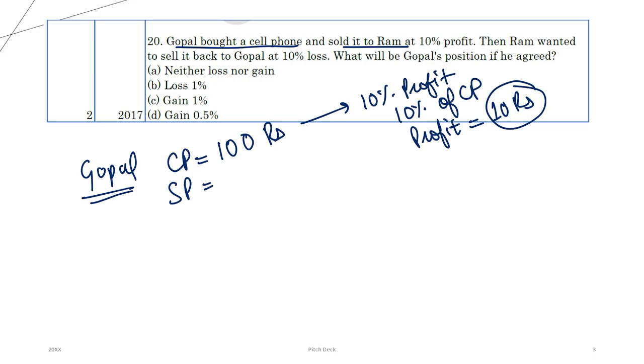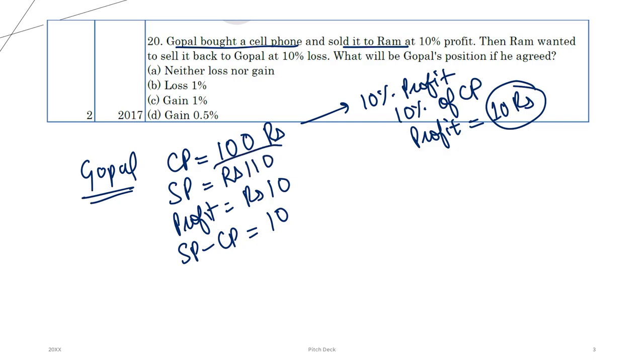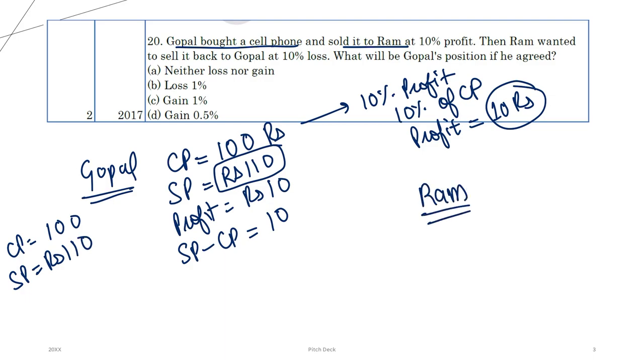So profit of 10. How much profit are we making? Rupees 10. We know SP minus CP is profit, which is 10. So you can calculate selling price, which is 110. So Gopal bought it for 100 rupees and sold it for how much? 110 rupees. Right? Now, how much did Ram get it for? Ram got it for 110 rupees. Ram wanted to sell it back to Gopal at 10% loss.